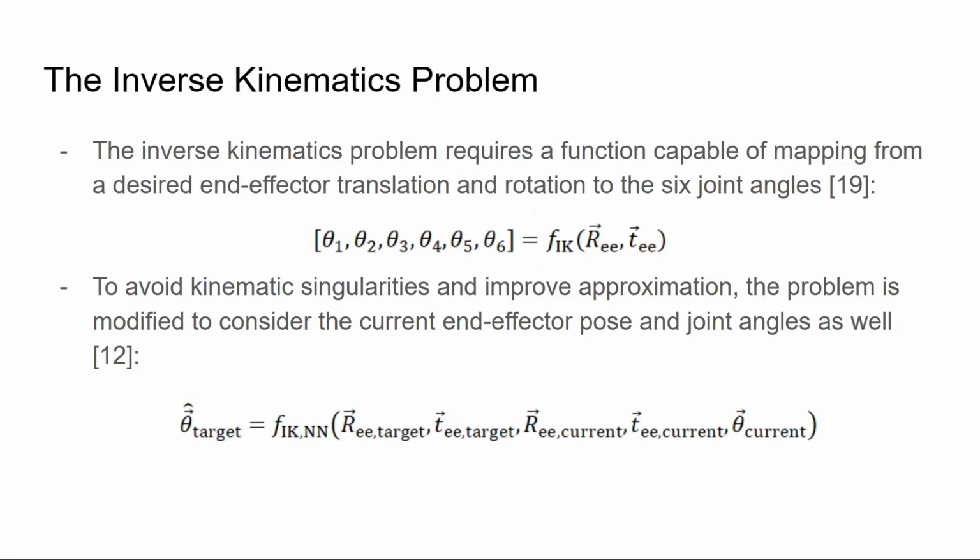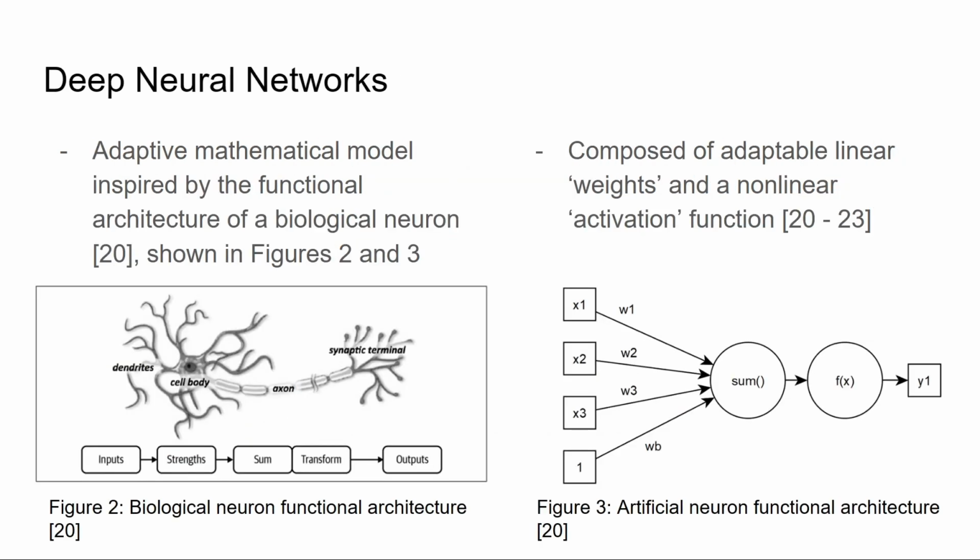The inverse kinematics problem thus requires a functional mapping from the end effector pose to the original joint angles to achieve the pose. This functional mapping is slightly modified to improve approximation accuracy as well as to avoid the kinematic singularity problem by including current joint angles and current end effector pose.